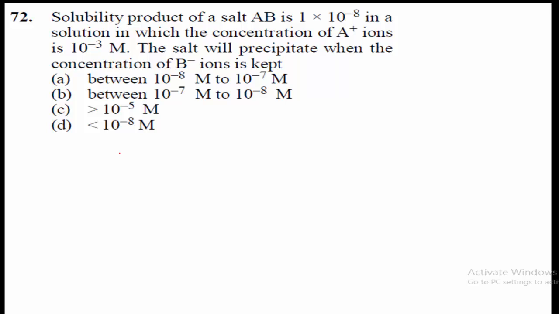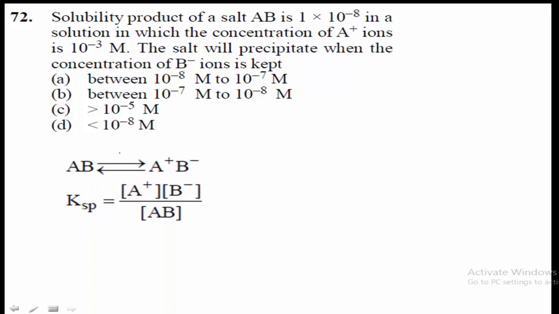72. The solubility product of a salt AB is 1 into 10 raised to minus 8. In a solution in which the concentration of A plus ions is 10 raised to minus 3 M, the salt will precipitate when the concentration of B minus ions is kept: Option A, between 10 raised to minus 8 M to 10 raised to minus 7 M. Option B, between 10 raised to minus 7 M to 10 raised to minus 8 M. Option C, greater than 10 raised to minus 5 M. Option D, less than 10 raised to minus 8 M.